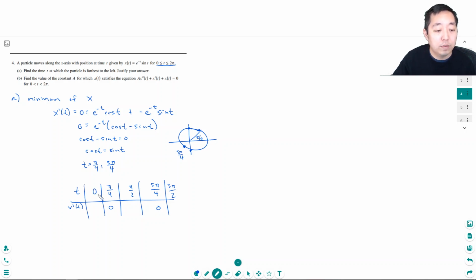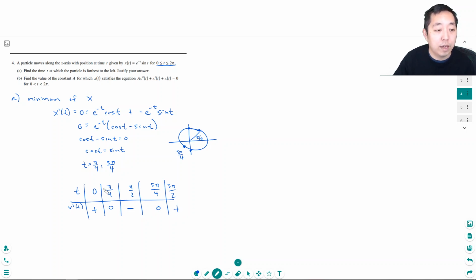When I plug in 0, e to the negative t is always a positive number, so I'm only looking at whether cosine minus sine is positive or negative. Cosine of 0 is 1 and sine of 0 is 0, so this is positive. At pi over 2, cosine is 0 and sine is positive, which makes this negative. At 3 pi over 2, cosine is 0 but sine is negative 1, so negative negative makes that positive 1. So that makes that positive. Now, the sign changes.